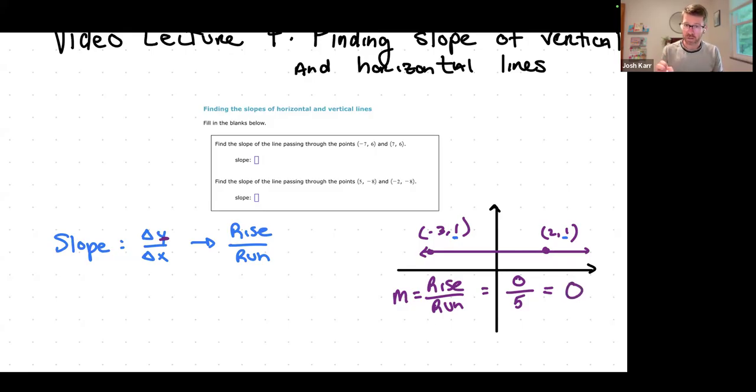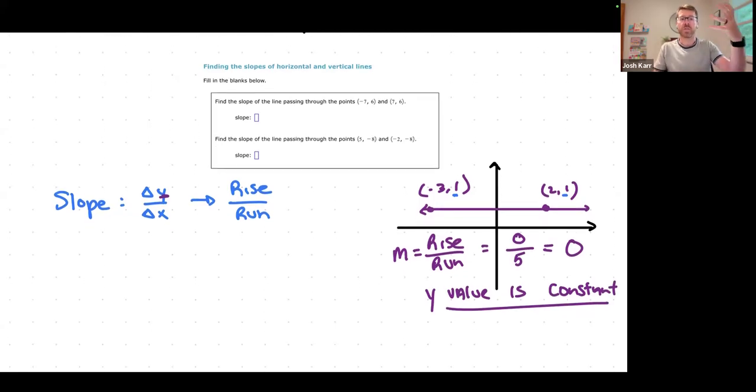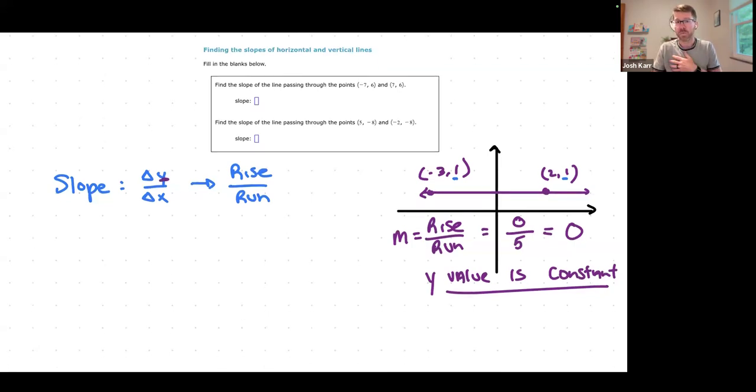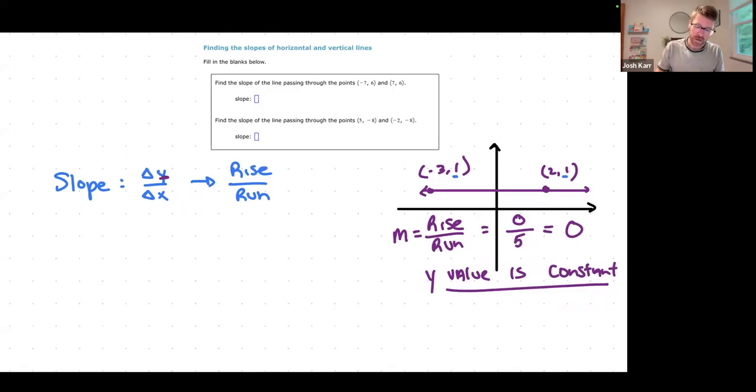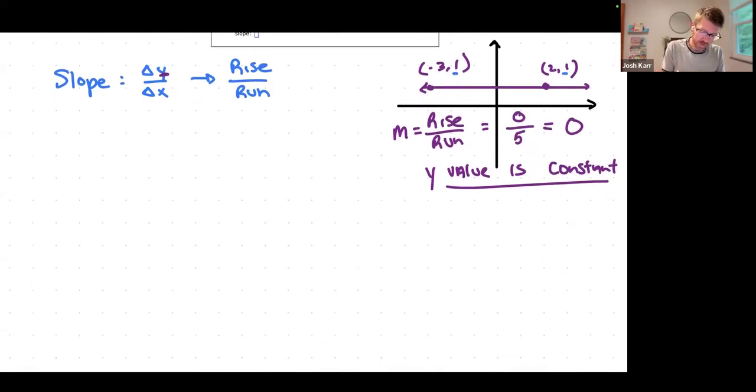So a horizontal line, right? The y value is constant. Super important there, okay? So if the y value is constant, that means our numerator would be 0. In our slope formula, we would then have a denominator of some other number. But when we divide that out, we would get 0. Okay, let's go ahead and look at a vertical line now.